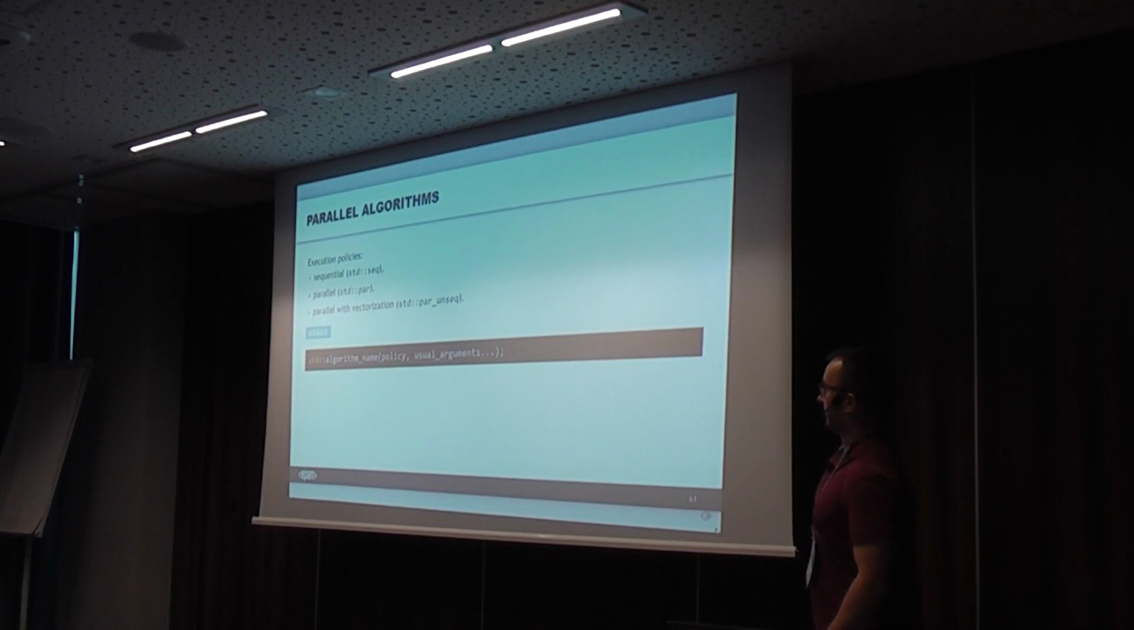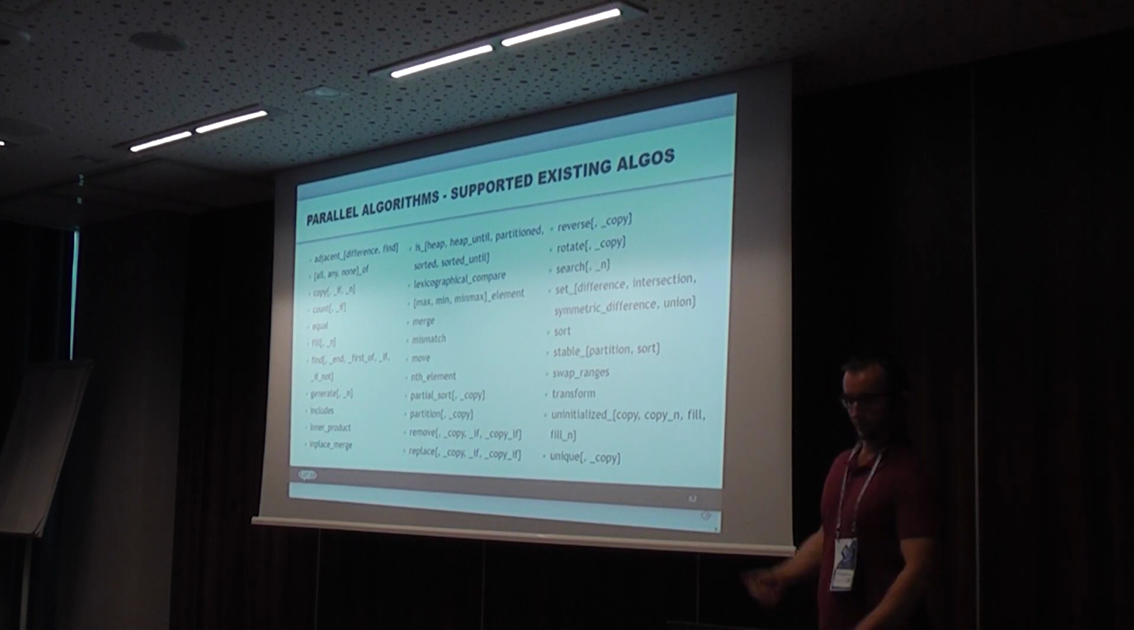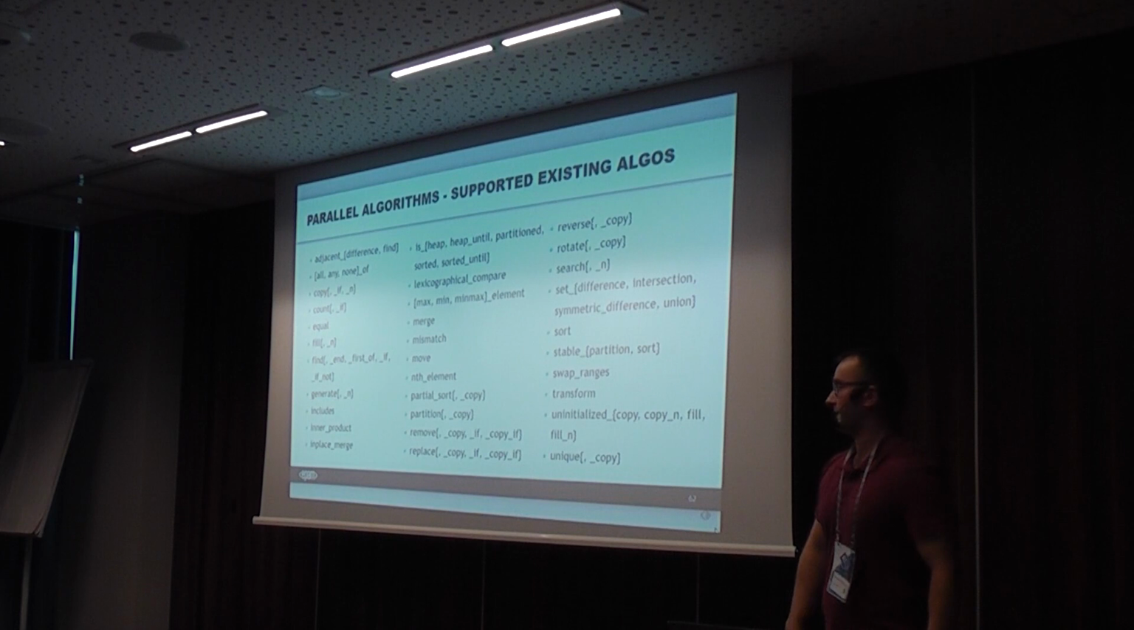And you use it like this. You just call the specific algorithm using the policy as the first algorithm argument, and then you pass the other arguments as usual. So those are the standard functions that are allowing for parallelization.